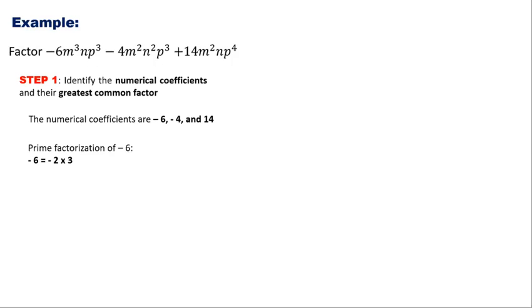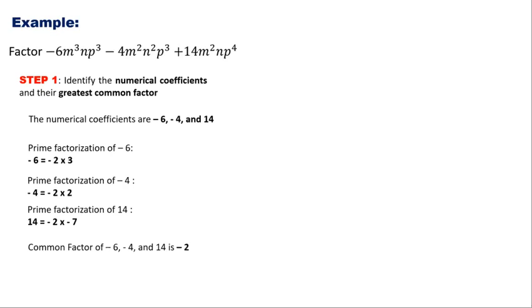So the prime factors of negative 6 are negative 2 and 3. Prime factorization of negative 4, we have negative 2 times 2. Prime factorization of 14, we have negative 2 times negative 7. And as you can see, the only common number in all of them is negative 2. So therefore, the GCF is negative 2.